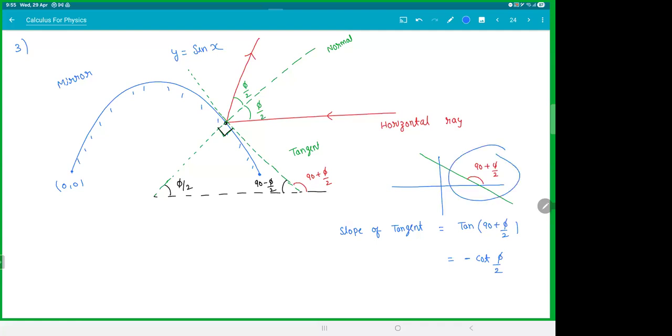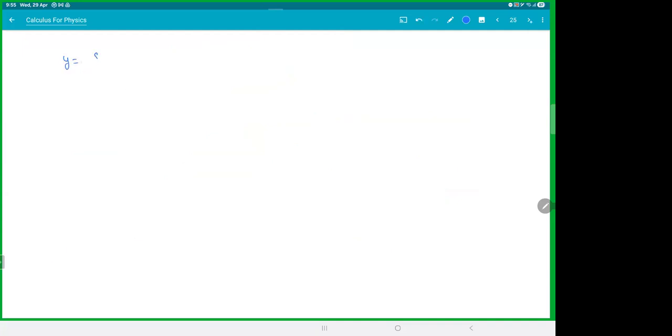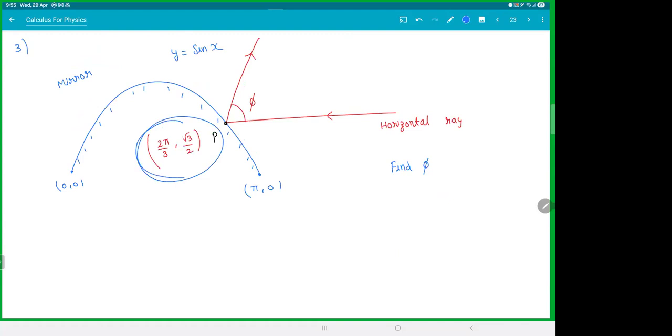If you got till 90 plus phi by 2, I think our job's done. But we also know what the slope of the tangent is, dy by dx. Great. So we got the slope as minus cot phi by 2. And what's dy by dx? y is equal to sine x. So if you differentiate that, let me show it on the next page. So we know y is equal to sine x, and dy by dx is equal to cos x. And you're saying this is nothing but minus cot phi by 2. And what is cos x? The value of x is given, right? The coordinates are given, 2 pi by 3 and root 3 by 2.